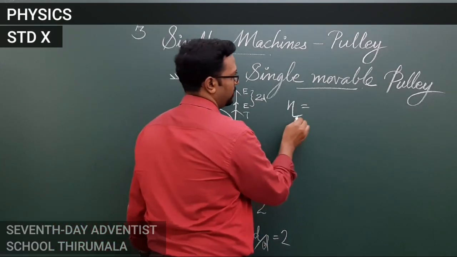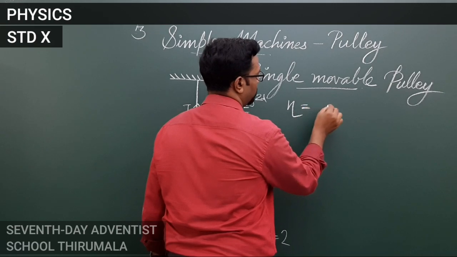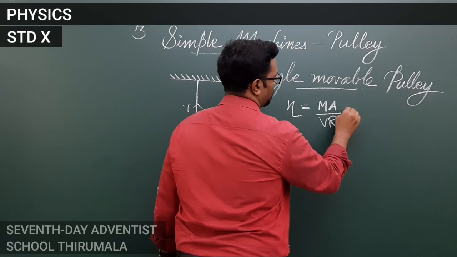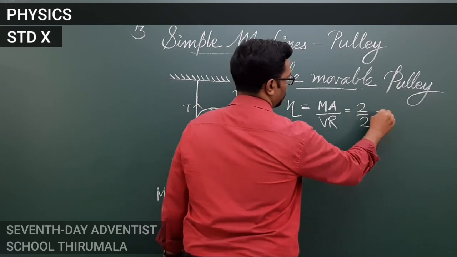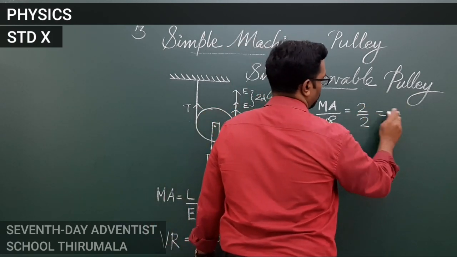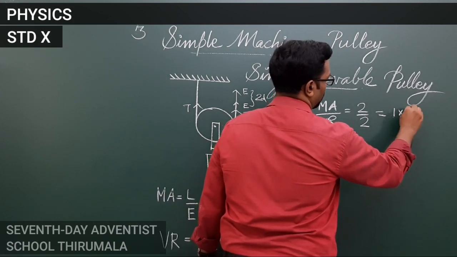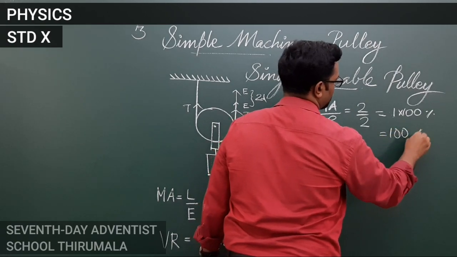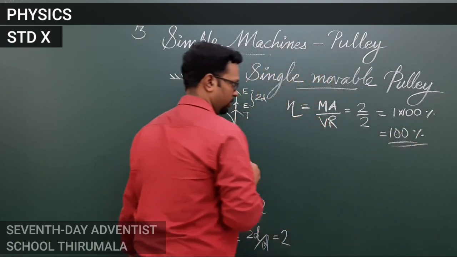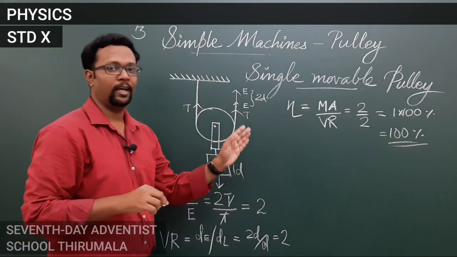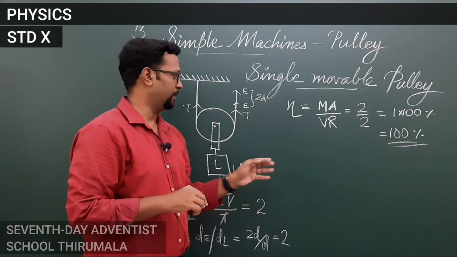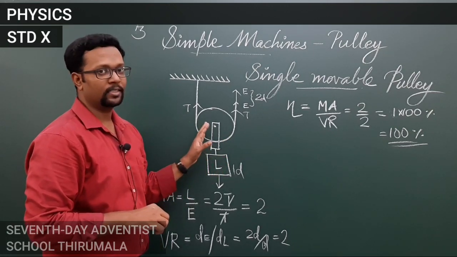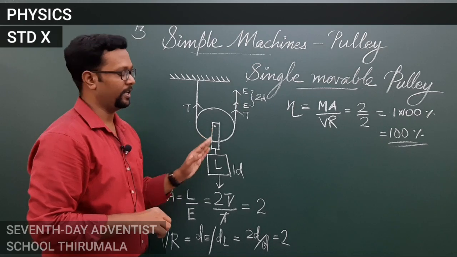When you calculate efficiency, it is equal to mechanical advantage divided by velocity ratio, which is 2 by 2, equal to 1, into 100 percent, so it is 100% efficient. This is only in the case of an ideal pulley, but we know that no machines are ideal, so there are certain things which make it less than 100% efficient.